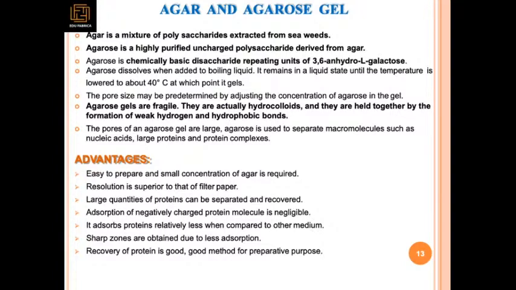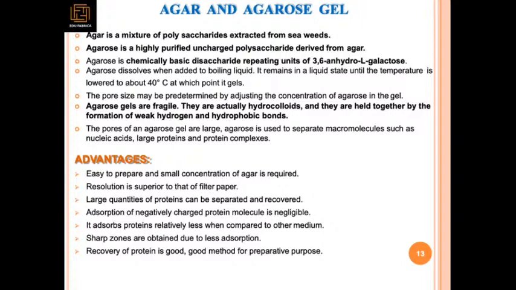Agarose dissolves when added to a boiling liquid. It remains liquid until the temperature is lower than 40 degrees Celsius. The pore size can be predetermined by adjusting the concentration of agarose in the gel. Agarose gels are quite fragile and can be broken very easily. They are called hydrocolloids, and they are held together by weak hydrogen bonds and hydrophobic bonds.